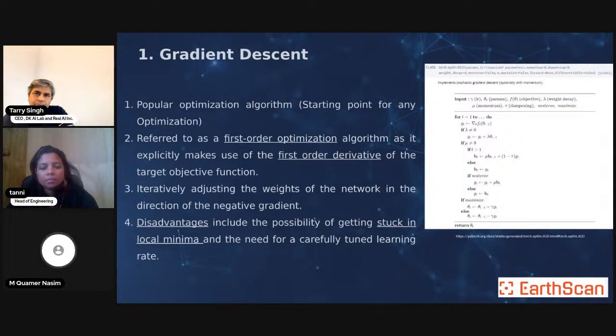There is one disadvantage of this optimizer: it can get stuck in a local minima. If you do not carefully tune your model and use the correct learning rate, then you might get stuck in the local minima, so you have to be careful about that. Due to these disadvantages of the gradient descent algorithm, we will be discussing a few other optimizers. You can look into the algorithm as well. I have taken this screenshot from the PyTorch documentation.